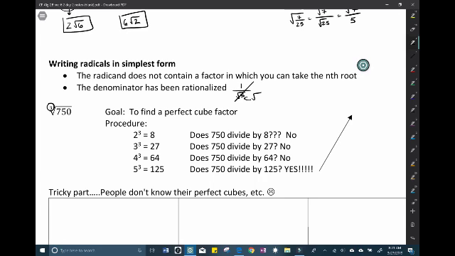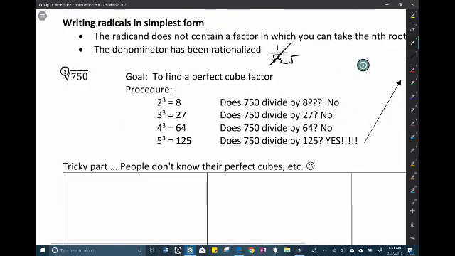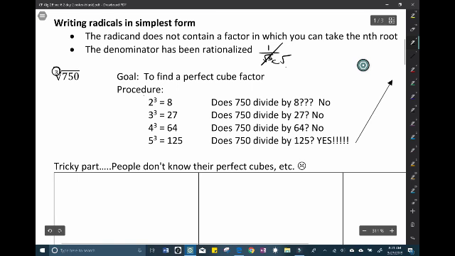So your goal here, if you had to break up the cubic root of 750, is to know the perfect cubes. If you don't know some of these, it would be handy to write them down. 2 to the third is 8, 3 to the third is 27, 4 to the third is 64. If you were to find other ones like 6 to the third, I'll type that in my calculator, 216. Those are all things you should know.